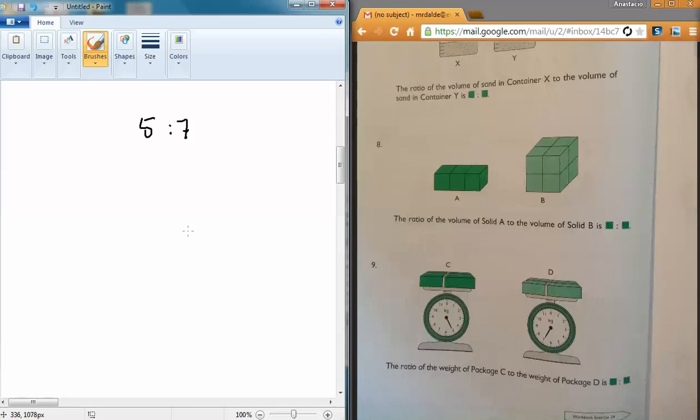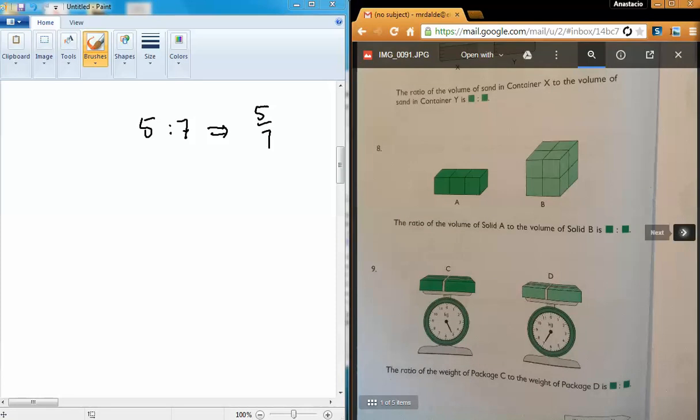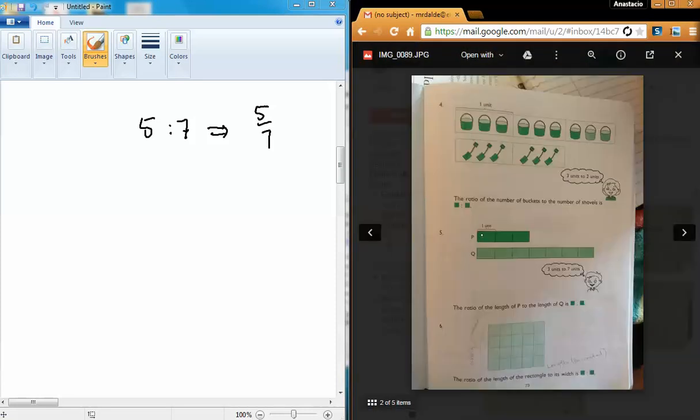Now, when translating it, and this isn't what you have to do for this particular lesson, but I suspect this is where they're going with it, when translating that to a fraction, it's simply 5 over 7. A lot of times we're going to be using ratios and thinking of them very similar to the same properties of fractions. So I just want you to get used to that kind of stuff.